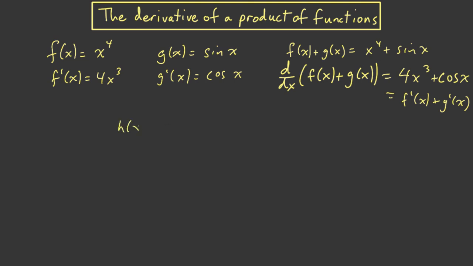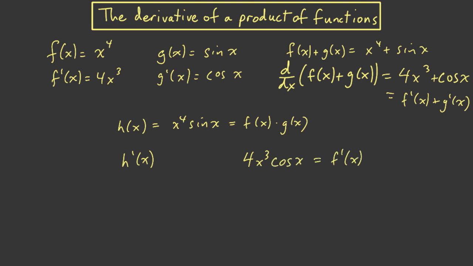I suppose we could take h of x to be equal to x to the fourth times sine x. In other words, the product of f of x with g of x. What would the derivative of this be? It would be very tempting to simply say, well, let's just put 4x cubed here and put cosine x there. In other words, take f prime of x times g prime of x.